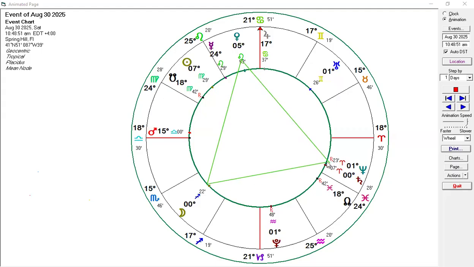So the moon is making a lot of intricate things. It's making part of that kite pattern we saw this week. It's getting part of these yods. It's right in here with this grand fire trine. We had the air trine, and now we got the fire trine. So this could be very interesting.